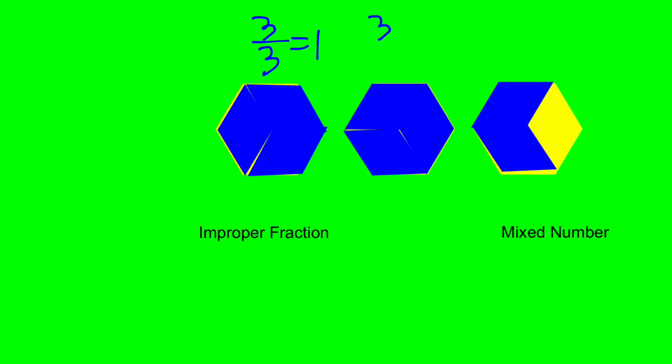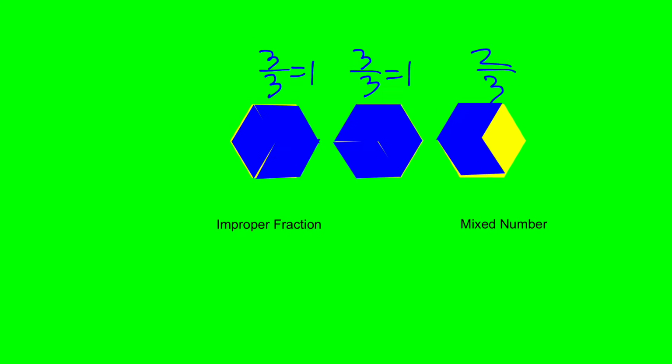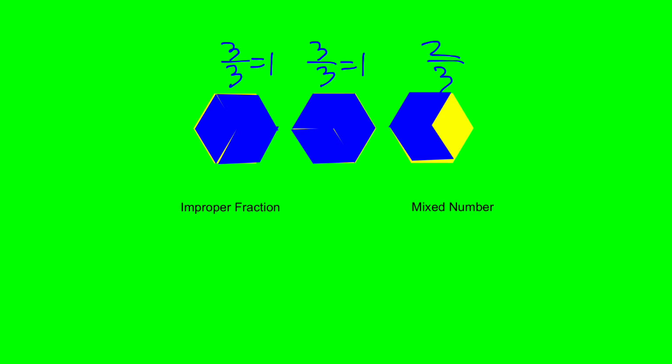As is the second one. And the third picture represents 2 parts out of 3. Now, if we're talking about an improper fraction, this picture is divided into thirds. So that's our denominator. And let's count how many of those thirds. I count 1, 2, 3, 4, 5, 6, 7, 8. So we'll have 8 thirds.